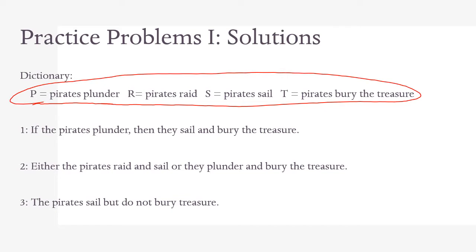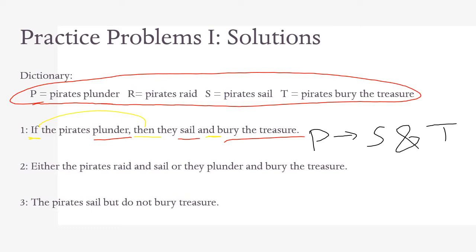In our sentences, we have: if the pirates plunder, then they sail and bury the treasure. So we have P, S, and T. Now we'll go back through and look for our operators. We have an if then. We have an and. So we have an if then. If thens are arrows. Then we have an and, which is an ampersand. And then we just need to determine where our parentheses go, and looking at the problem, we see another comma. We see if the pirates plunder, then they sail and bury the treasure.